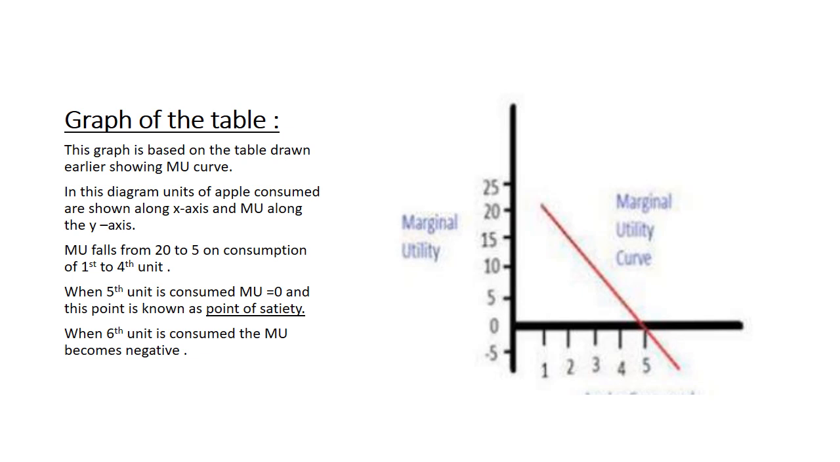In this diagram, units of apple consumed are shown on the x-axis, and MU, that is marginal utility, is shown on the y-axis. Now you can see that MU falls from 20 to 5 on consumption of the first unit to the fourth unit. When the fifth unit is consumed, MU becomes 0, which is a point of satiety. That means you are totally saturated, totally satisfied, totally filled. You don't feel like having a further unit. But still, when you're forced at the sixth unit, the marginal utility becomes negative. So this was all about the concept of utility, basically focusing on the law of diminishing marginal utility with the help of a table and a graph.